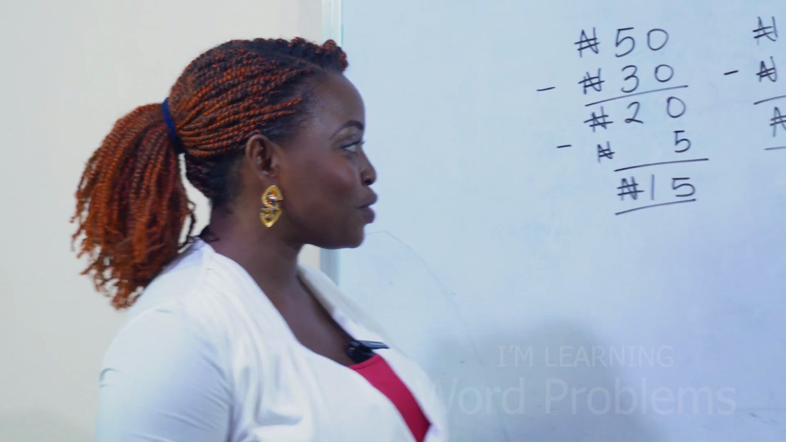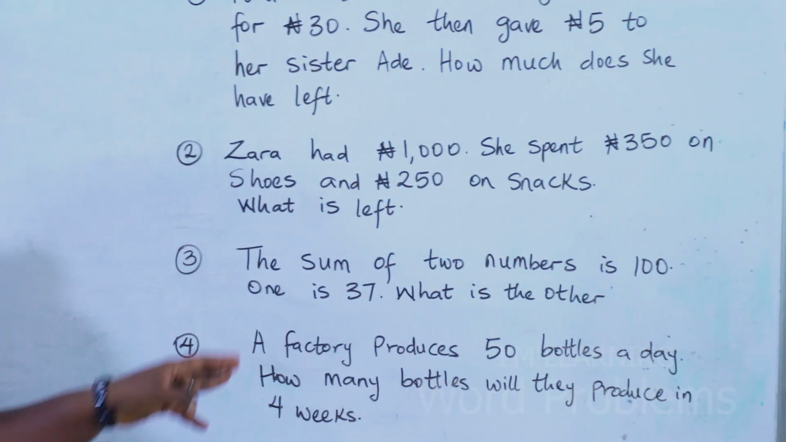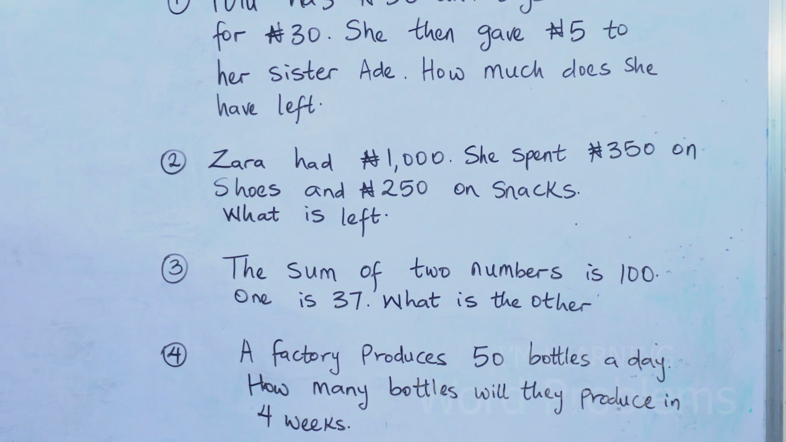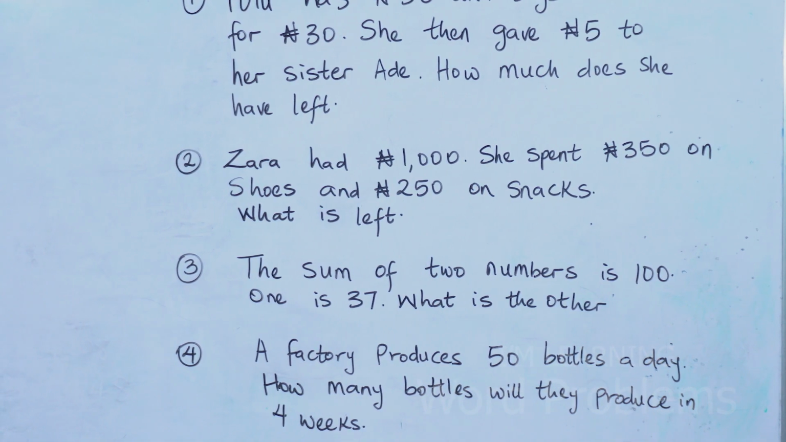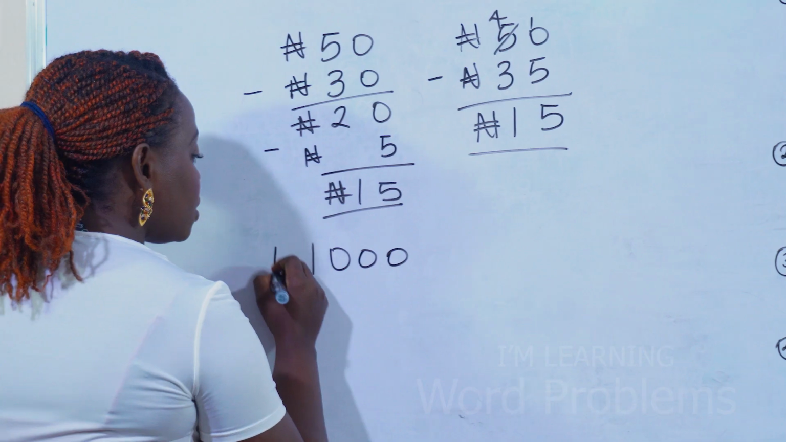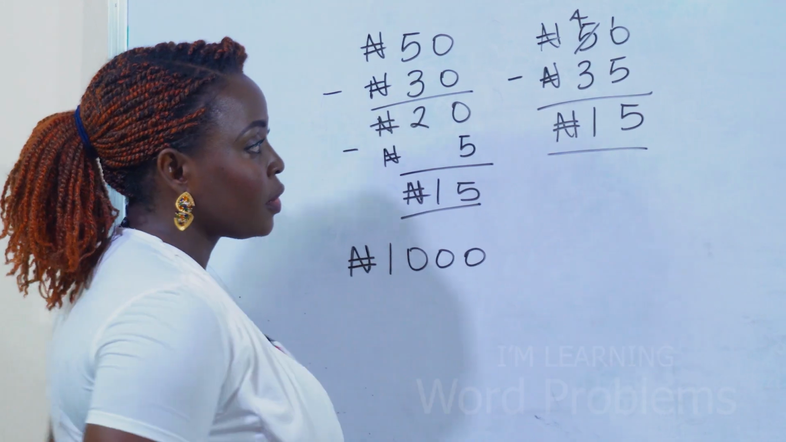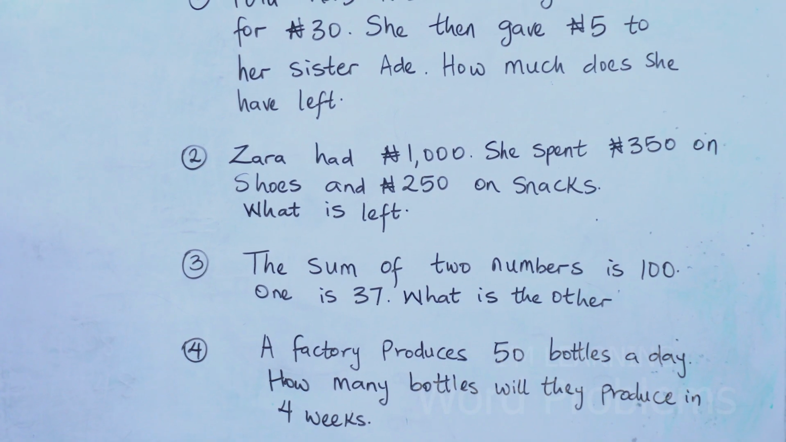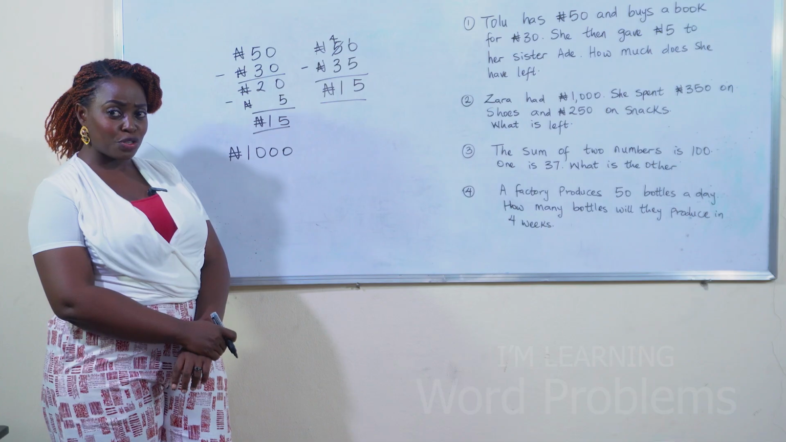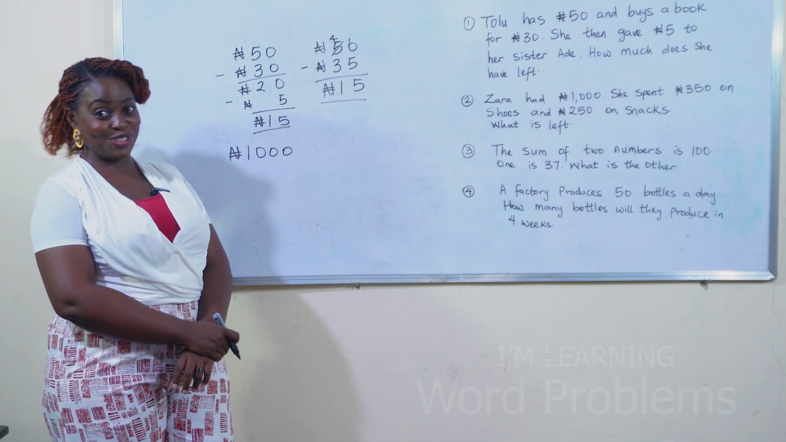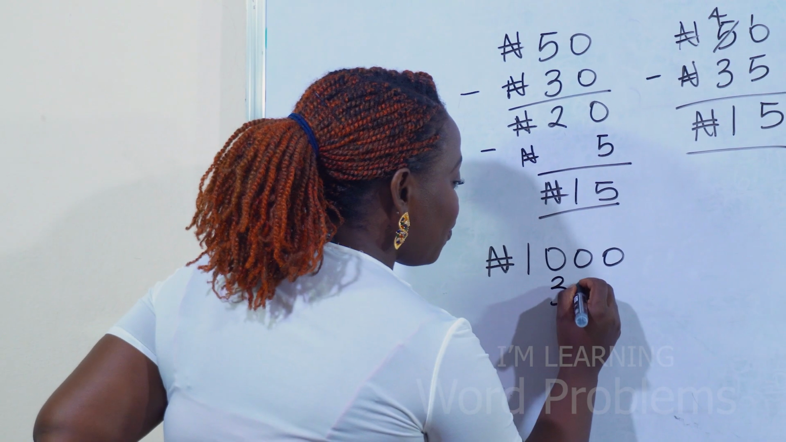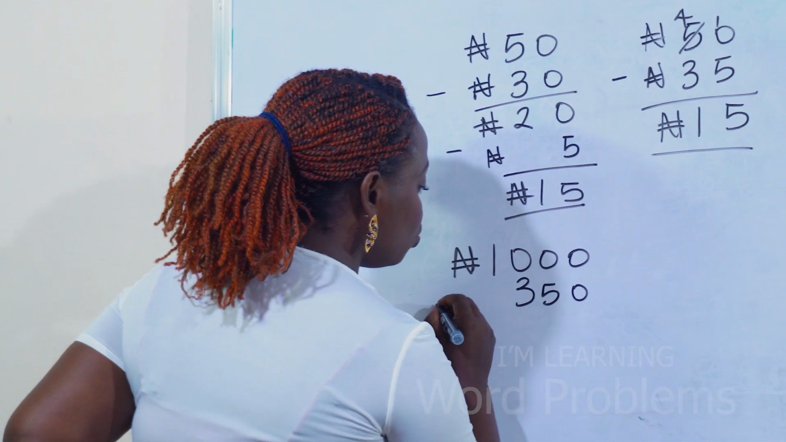Now let's look at our second story. Zara had 1,000 naira. Wow, Zara is rich. She had 1,000 naira. She spent 350 naira on shoes. Wow, Zara must love shoes, just like me. I love shoes. So she spent 350 naira on shoes.